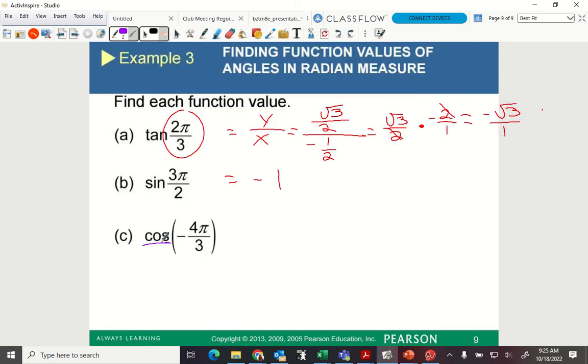So cosine is which value? Cosine is which value? Very good. Cosine is the x value. So now, what was the x value at that location? -1/2. Is that easy? Yes. Okay. I gave you a giant unit circle because I'm expecting you guys to study. I'm expecting you guys to do well on this quiz, and I expect you guys to know all this stuff.